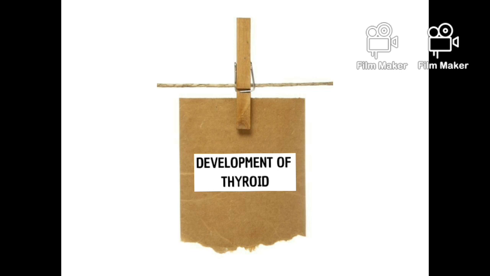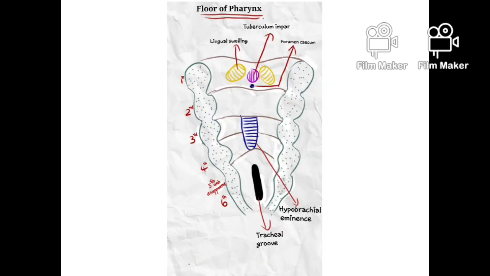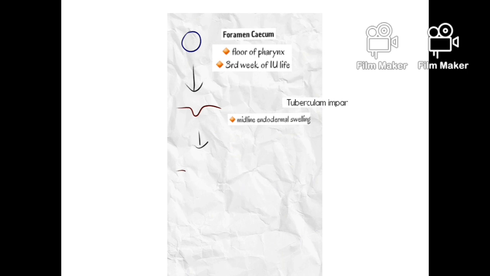Development of the thyroid gland. The figure shows the floor of the pharynx in the third week of intrauterine life. The foramen caecum, which is indicated as the blue dot, marks the origin of the gland in the embryo. At the end of the third week of intrauterine life, an endodermal thickening is formed behind the tuberculum impar.